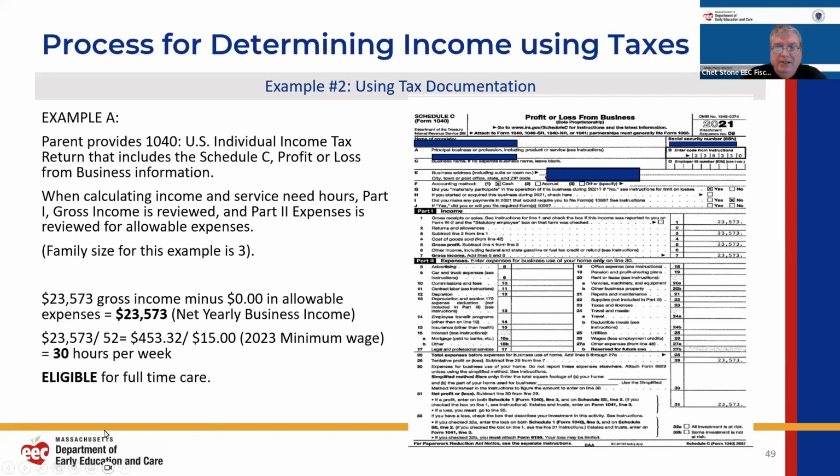So here's the key calculation. You're going to have a monthly calculation, but when you have the net yearly business income on a tax form, you take that $23,573 and divide it by the 52 weeks in a year, which gets you $453 per week. Divide that by the $15 minimum wage, and that gets you to 30 hours per week. That's eligible for full-time care. So basically, the big story here is that when they come in with their tax form, that calculation is going to be a yearly calculation, as opposed to a monthly calculation when they have the worksheets.